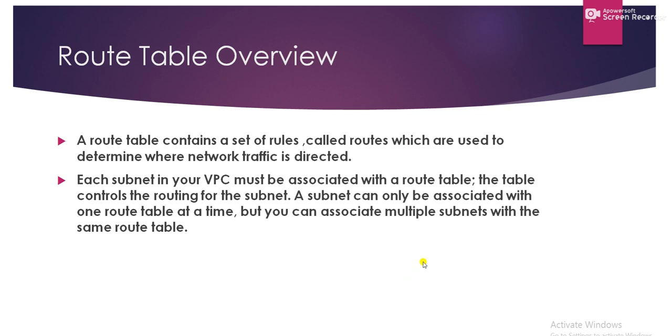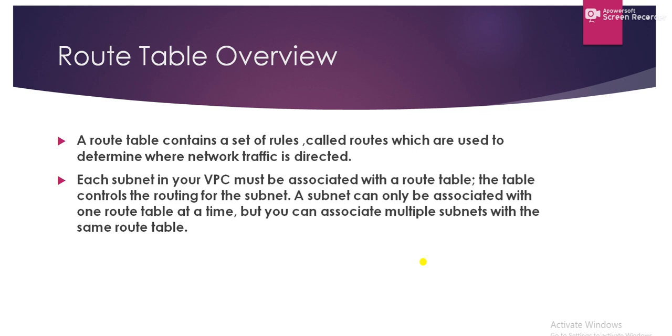Okay, then route table overview. So what is a route table? When we create the VPC, at that time we need to create a subnet as well as a route table. A route table contains a set of rules called routes, which are used to determine where network traffic is directed. Okay, so the route table will decide to which network the traffic will be redirected.